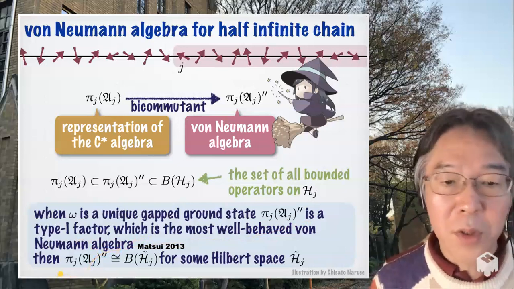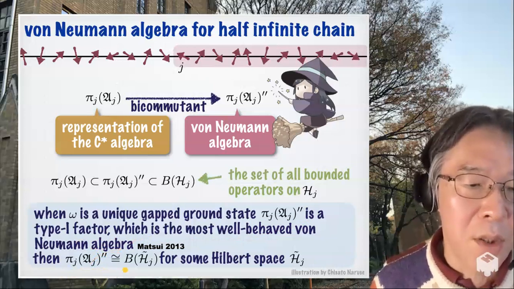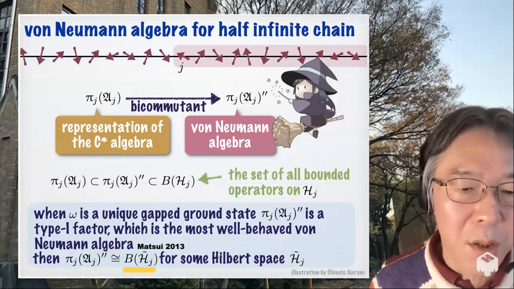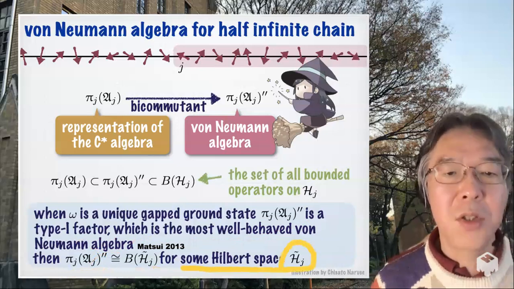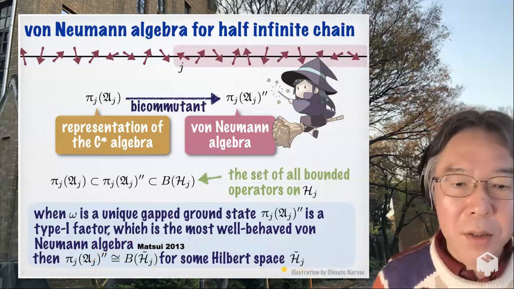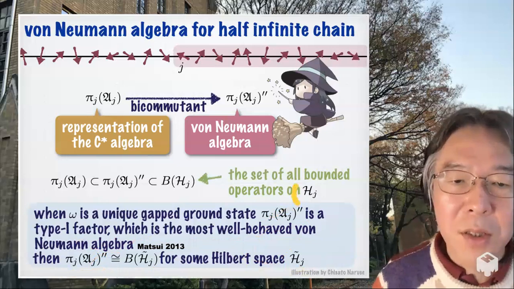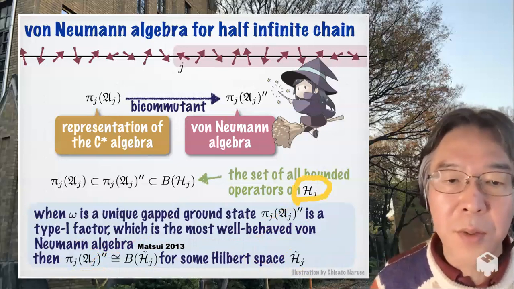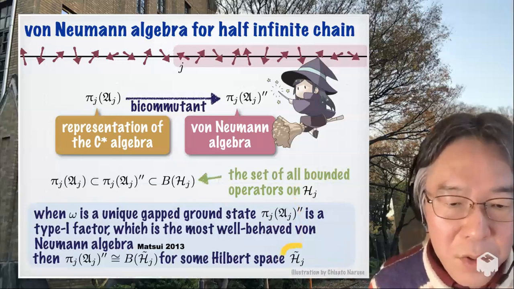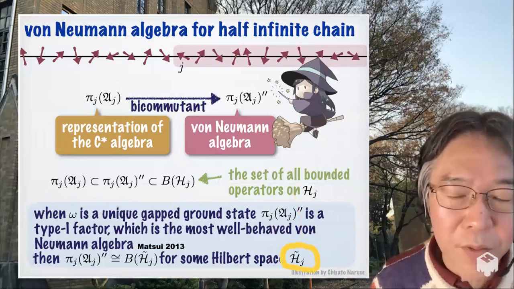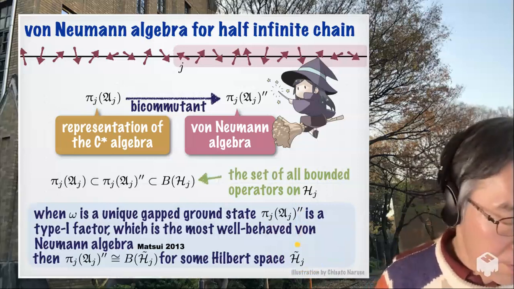And it is well known that a type 1 factor is isomorphic to the set of all bounded operators on a certain Hilbert space H tilde J. Actually, we find that in interesting cases, this Hilbert space Hj obtained from the GNS construction is, in a sense, too large. And this H tilde J obtained from the type 1 factor is the precise Hilbert space that we wanted.